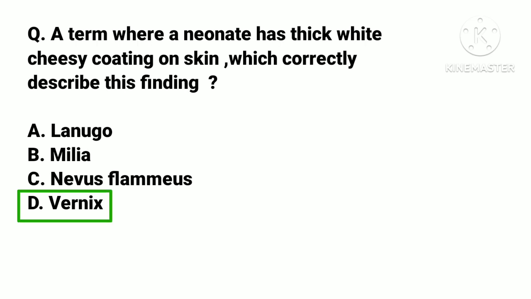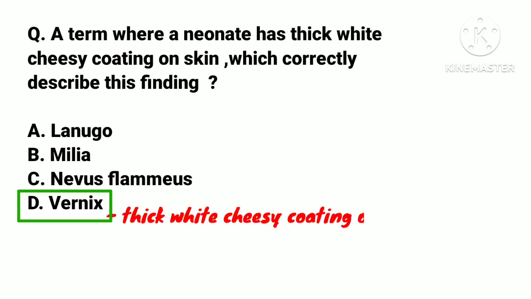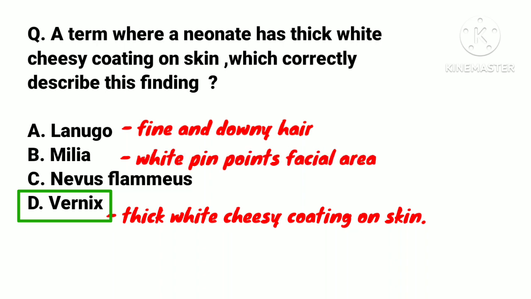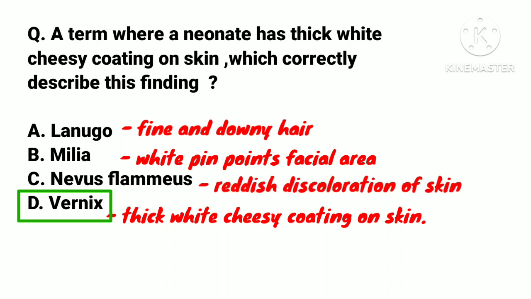Vernix. Vernix caseosa is thick white cheesy coating on skin. Lanugo are fine and downy hairs which are decreased with maturity. Milia is white pinpoints found facial area due to sebaceous gland secretions. Nevus flammus is reddish discoloration of a part of skin.